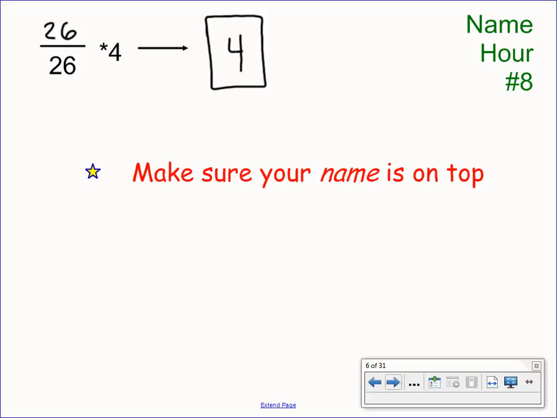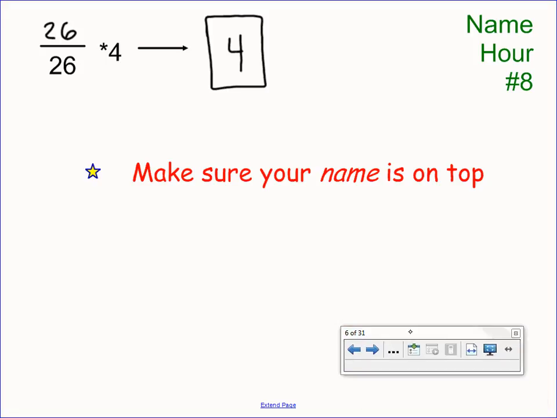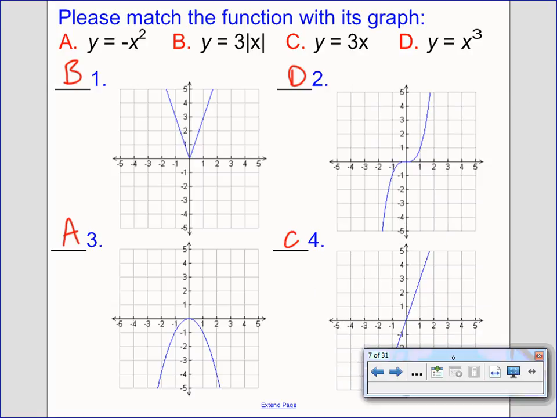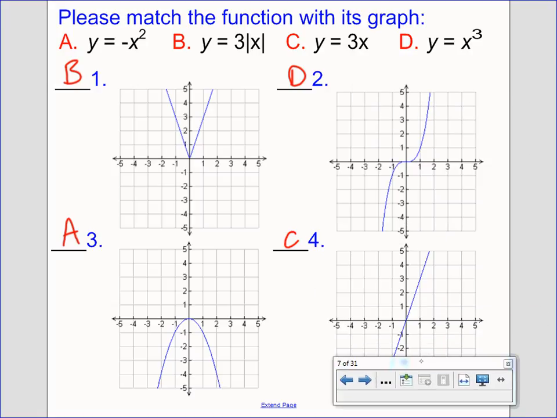And let's go ahead and check our answers. So pencils down, let's get our grading pens. And let's check our answers. Ready? Page 1, let's get to know our parent function. Ready? Left, right, 1, 2, 3, 4 would be B, binomial, D, decimal, 3 is A, algebra, 4, C, calculator.